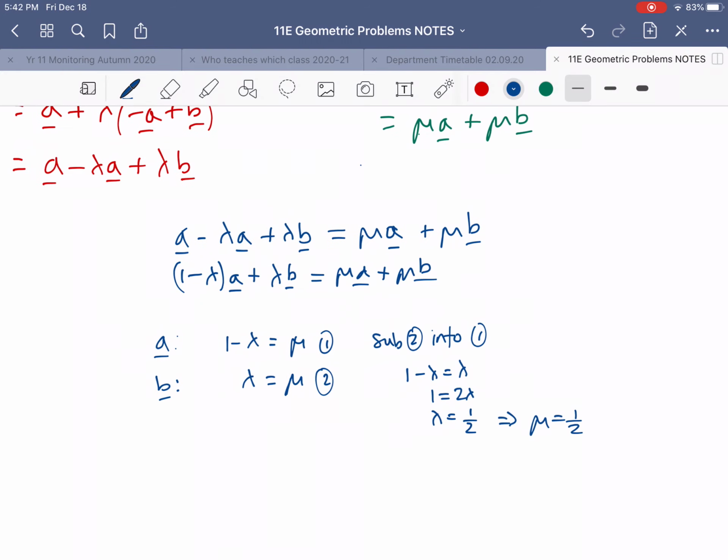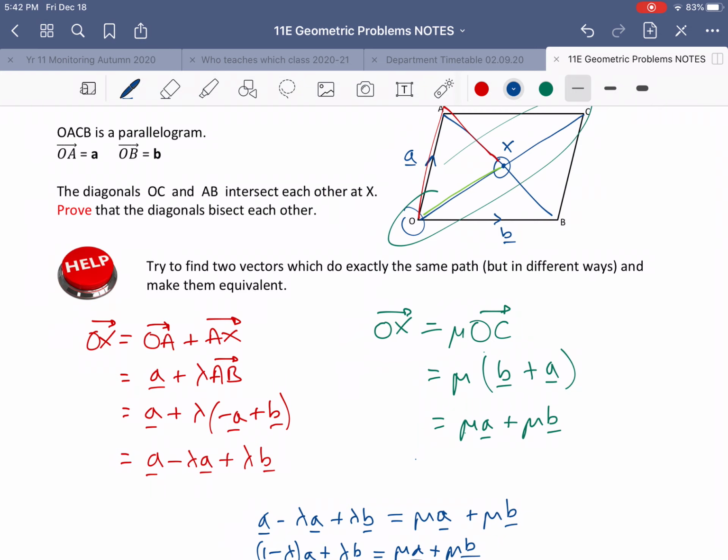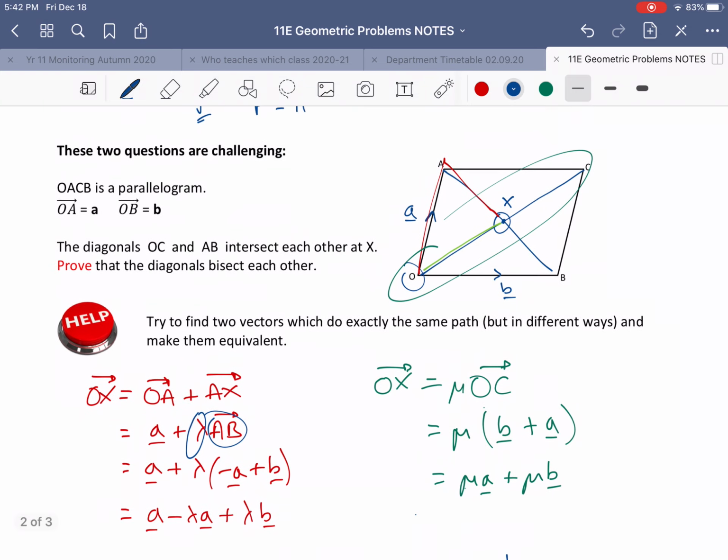Now, how does that help me? Well, because we said here lambda lots of AB. A to B was that full diagonal. We wanted A to X, and we said it's equivalent to lambda lots of A to B. And so we're saying there, actually, that a half of AB is equal to A to X. So it is the midpoint of that diagonal.